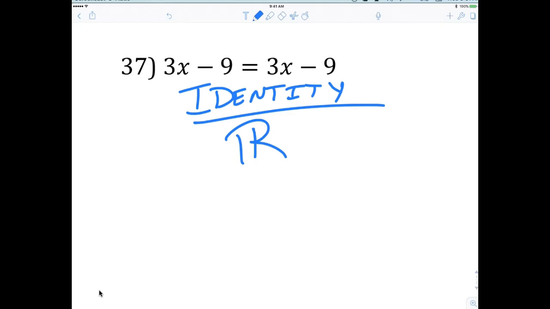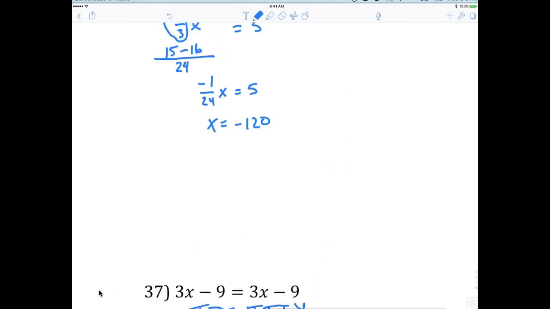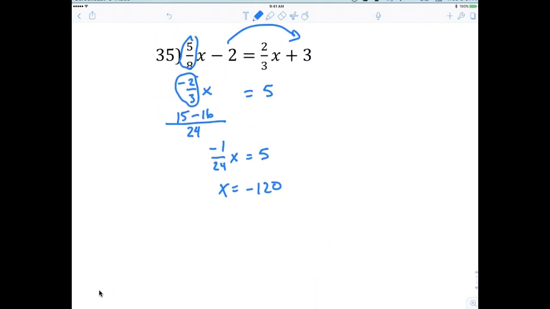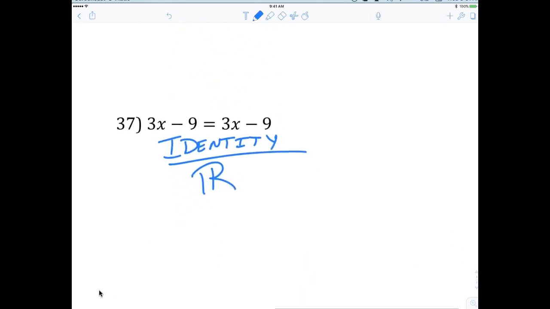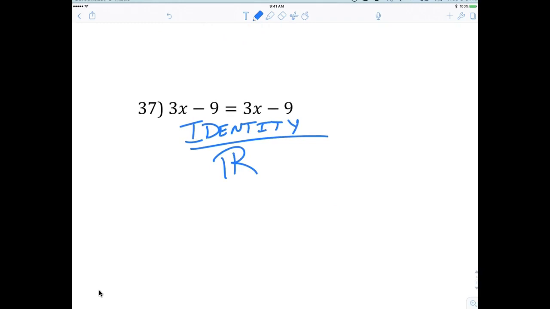On all of the other problems, there's only one solution. Right now, whatever number you put will be the right answer. 0 would work. 5 would work. 10 would work. Any number that you tell me will satisfy the equation. That's why it's called an identity.